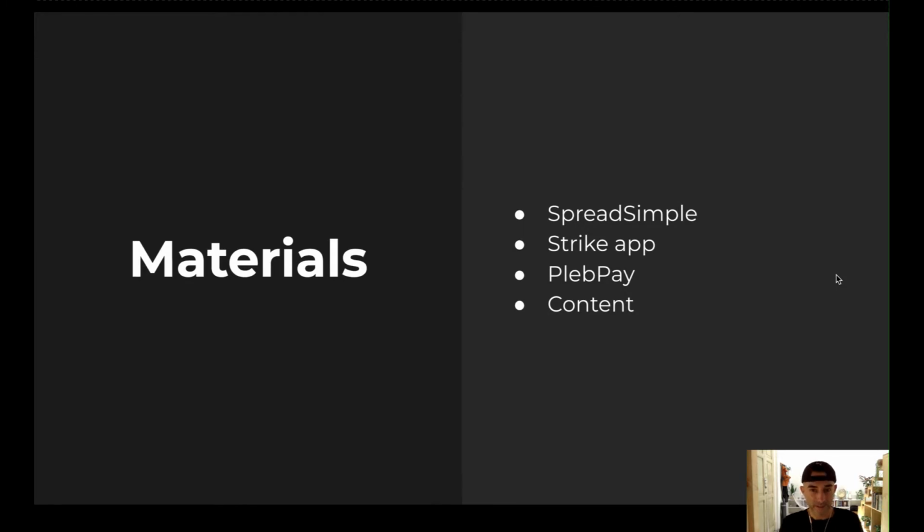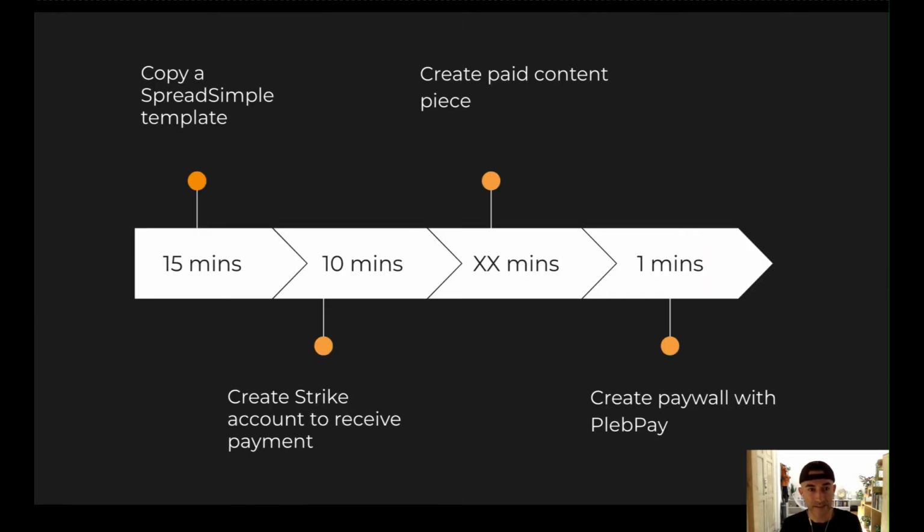So what are you going to need? You're going to need SpreadSimple, the Strike app, PlebPay, which is going to be the paywall, and then of course your paid content. And the high level process is going to look like this.